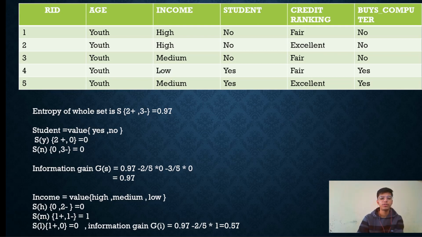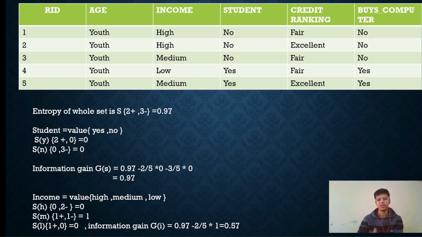Similarly, we will find the information gain with respect to student. Student has values yes and no. After finding the entropy of student, for yes and no, we get 0 for both entropy of yes and entropy of no. So the information gain will be 0.97. Clearly, the total entropy was 0.97, and we are having a maximum information gain, which is 0.97.